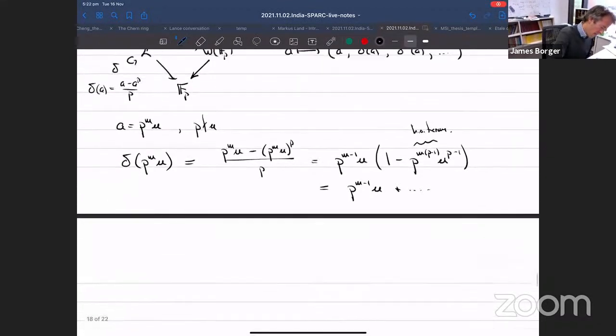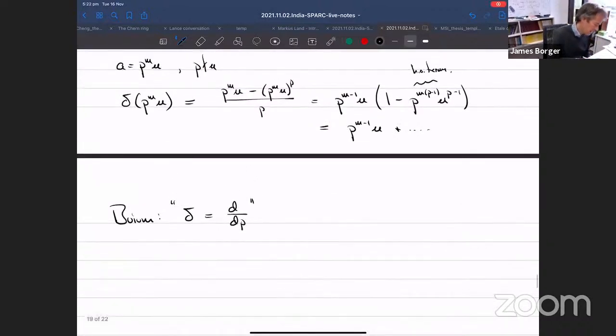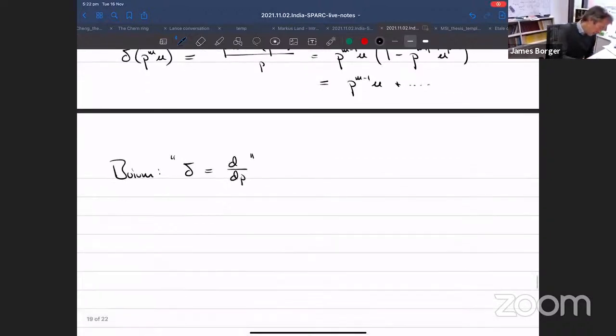Okay, so this is why, Buium likes to think of the delta operator as differentiating with respect to the prime number p, which is a little silly in some ways, but really there's a lot of good reasons to think of it that way. And so you see, it kind of decreases the order of vanishing at p by 1. Right, so then we can just continue. And so if we take the ith derivative of p^m u, this is p^(m-i) u plus higher order terms.